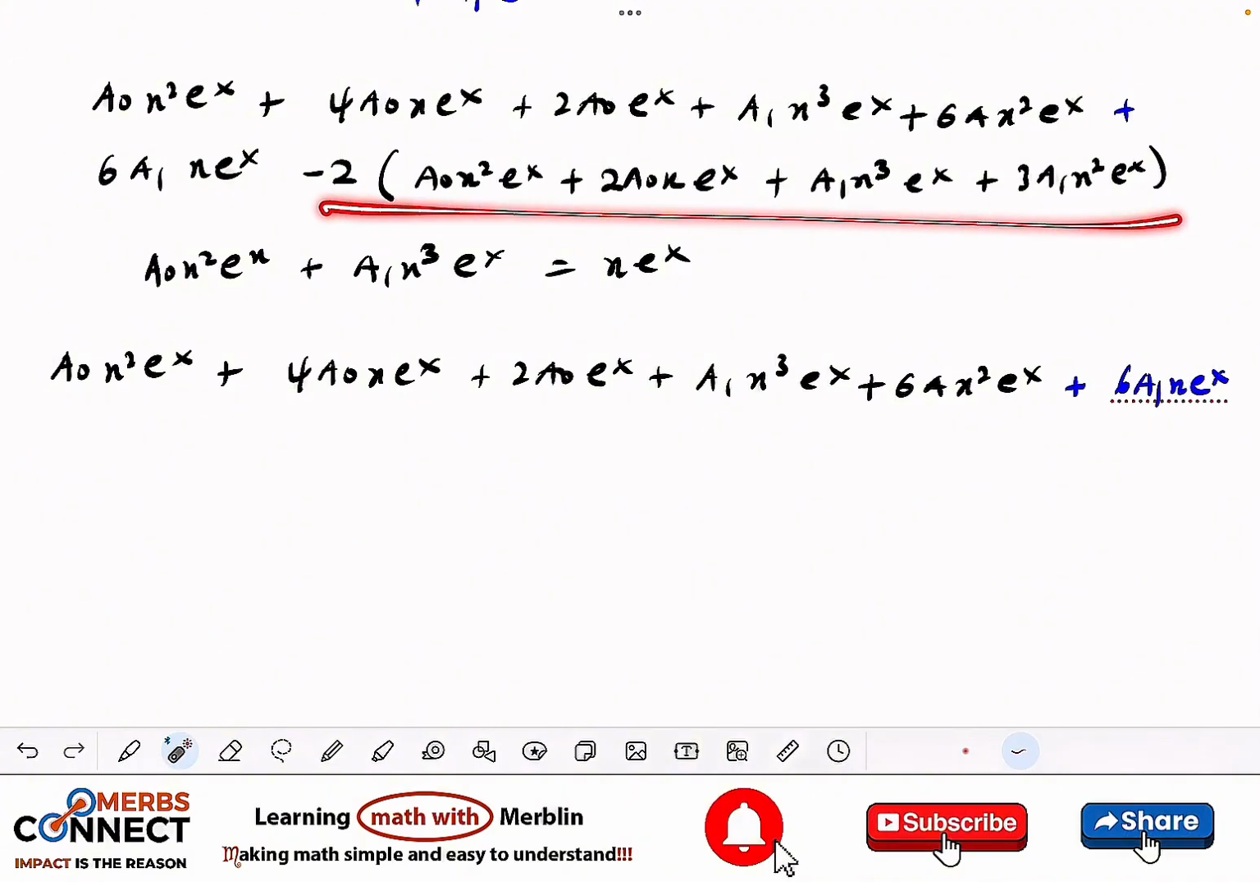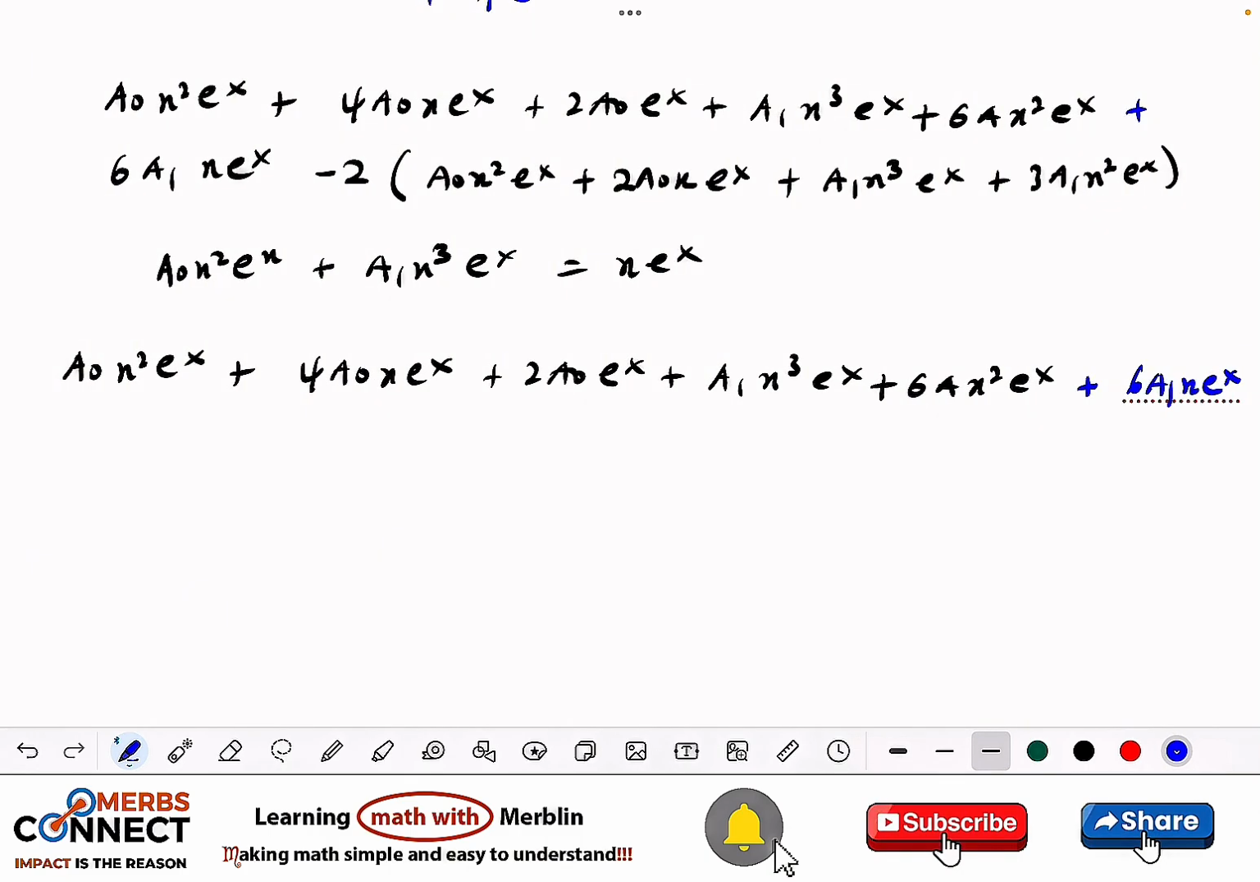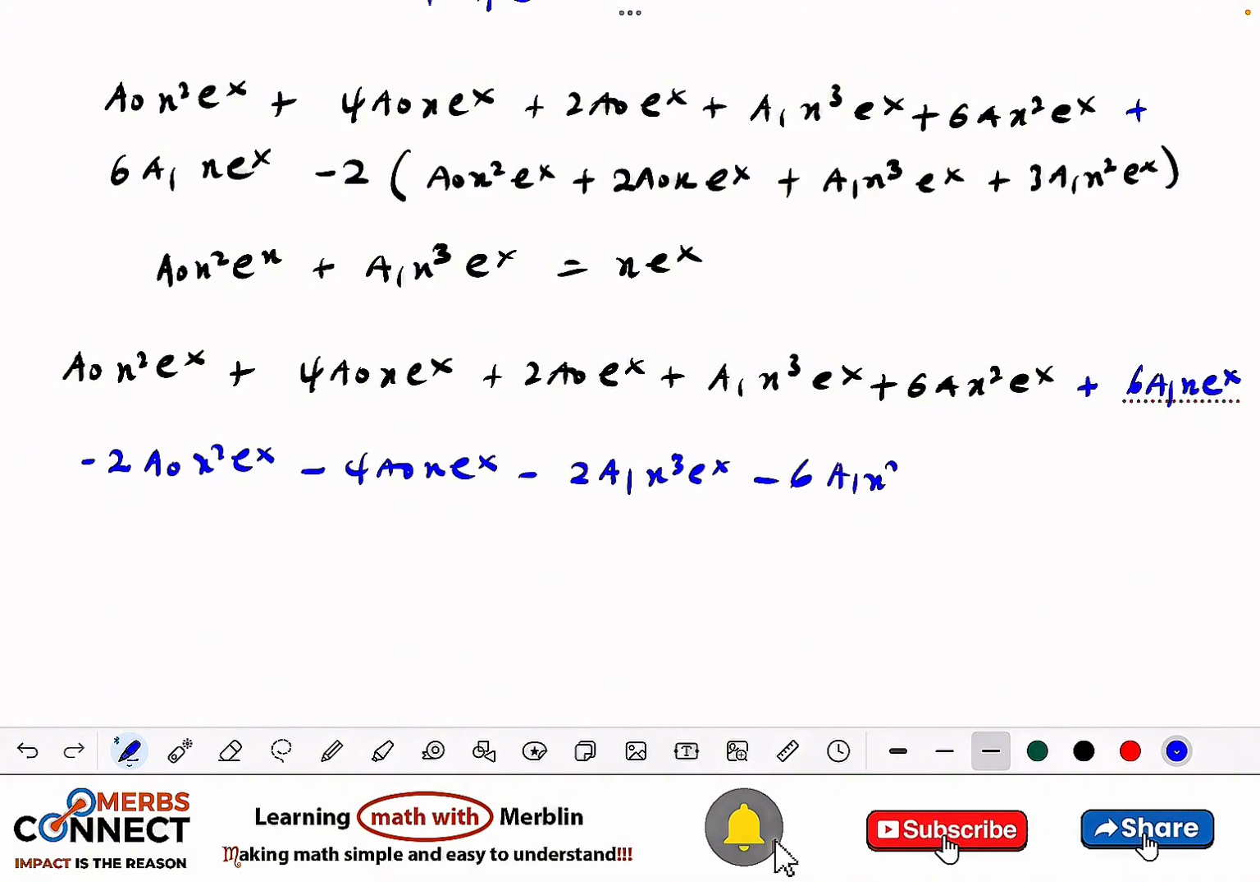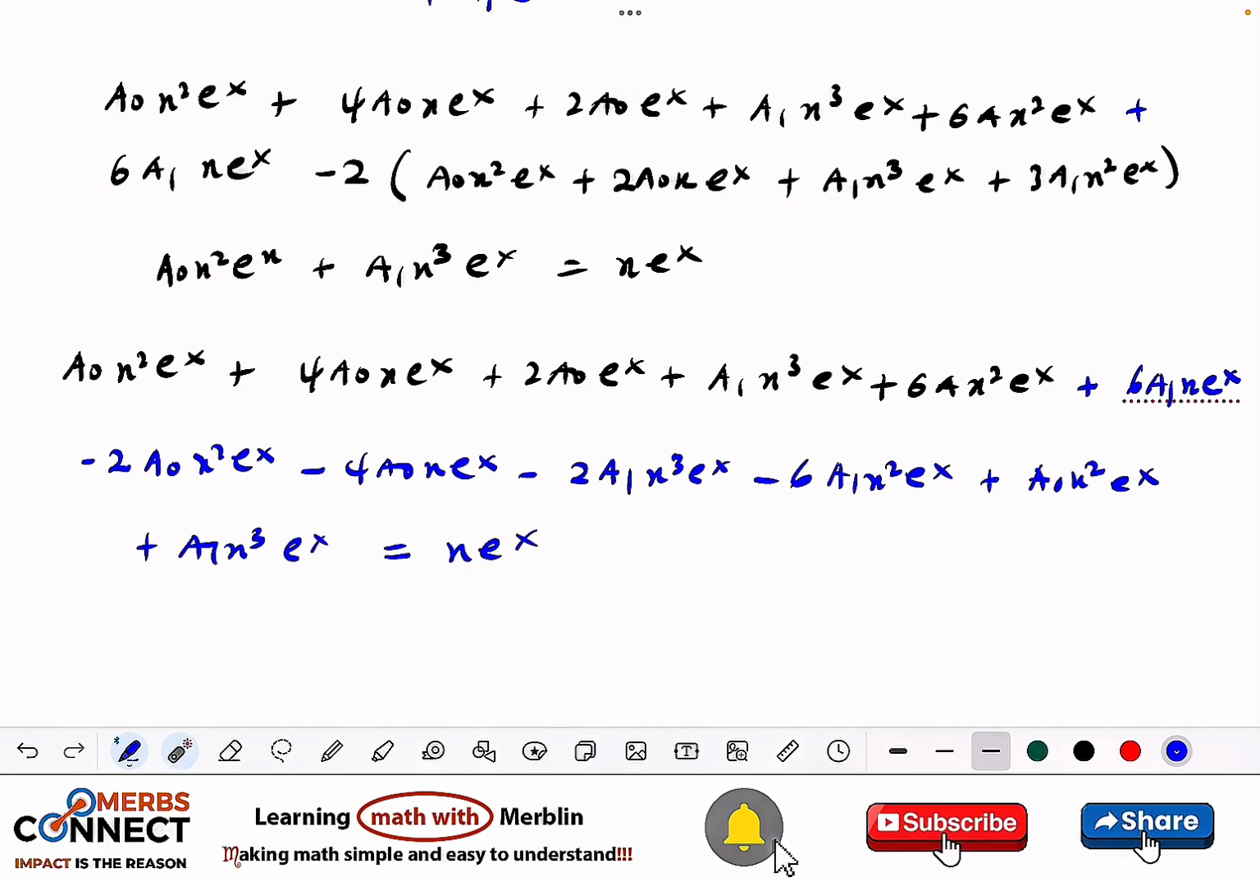Then I'll expand this by multiplying through by minus 2. So I'm going to have minus 2 a naught x squared ex plus 4 a naught x ex. No, this one is supposed to be minus again x cubed ex minus 6 a1 x squared ex. Then the last one is plus a naught x squared ex plus a1 x to the power 3 ex, and is equal to ex. Good.